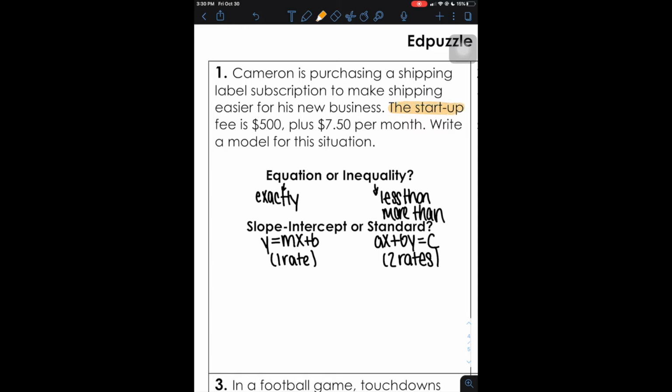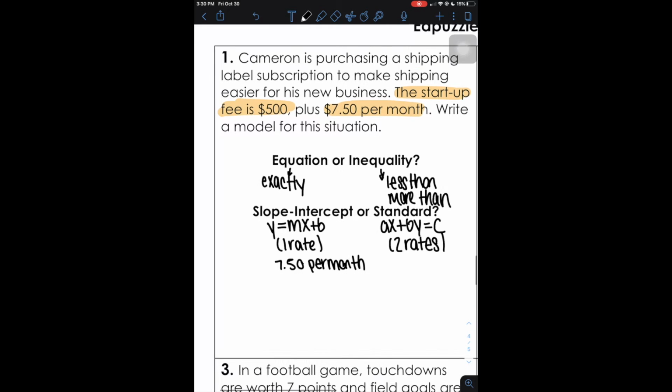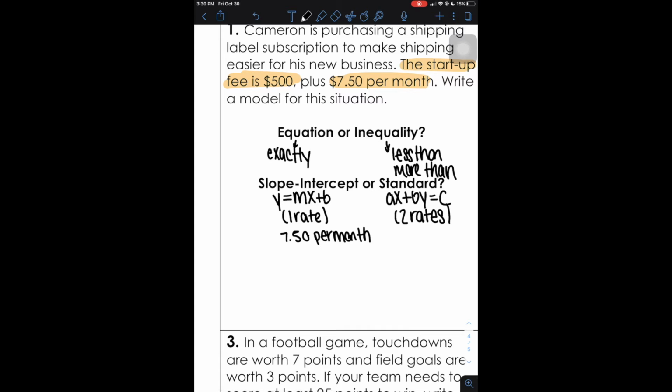The startup fee being $500 is definitely important, and also $7.50 per month. So I know rates are words, or they're in phrases that have like each or per. So I only see one, and that's $7.50 per month. So for that reason, since I only see one rate, I'm going to go with slope-intercept form.